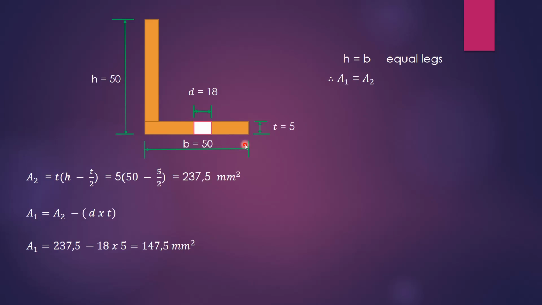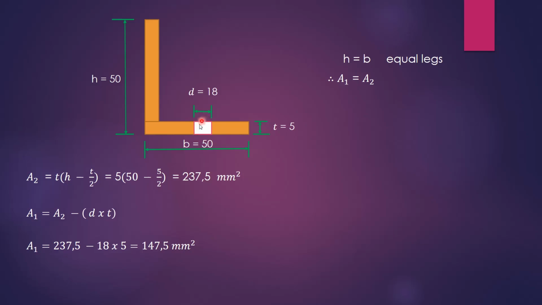Remember, area 1 is equal to area 2. But this time around, the problem is this. Now, this is the connected leg, so it has got a hole. So as much as this area is equal to this one, we also have to subtract this empty space here, because of that hole, as it's going to be bolted.